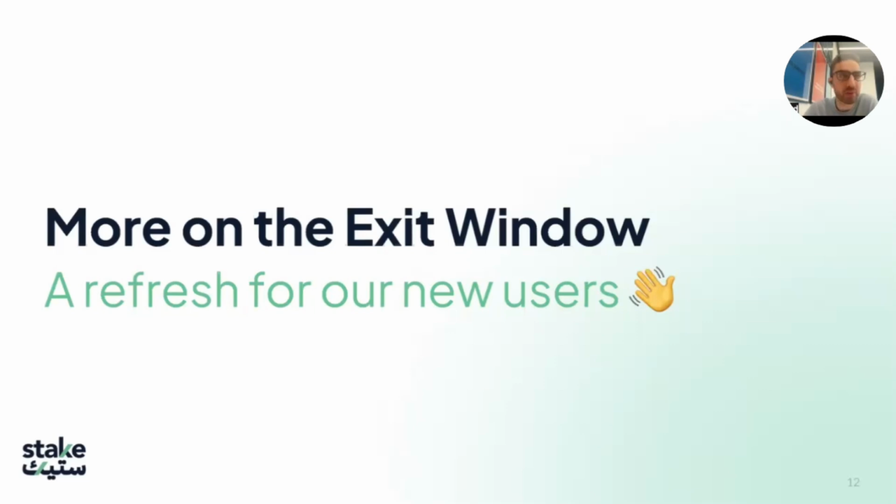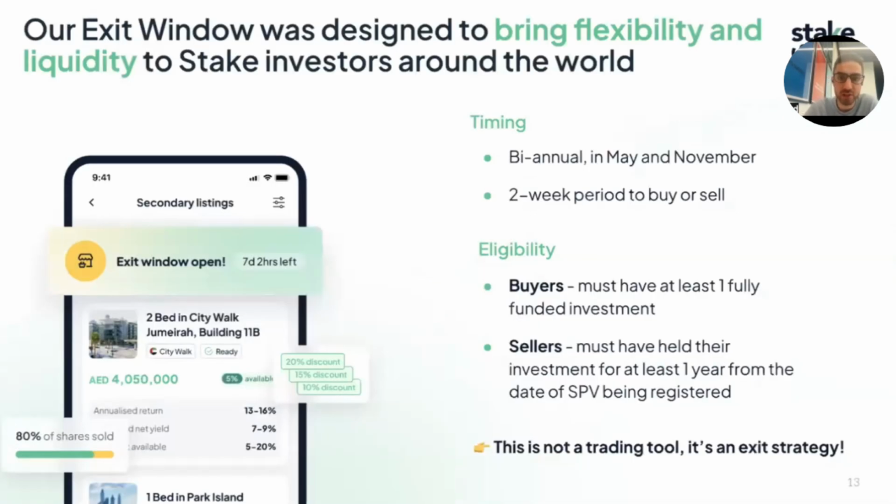So as a refresher for our brand new users, in case anyone is not aware, let me go through a few things. Our exit window, why do we have it? To build on what Ricardo said, it's really to build flexibility and liquidity for anybody that invests in Stake around the world. What does that mean? That means that twice a year, for 2 weeks at a time, you will be given the option to sell your shares if you so wish. Of course, there is the 1 year minimum Ricardo talked about, because we want your shares to appreciate at a minimum before you're allowed to sell. But we do have these 2 windows where you can choose to sell.